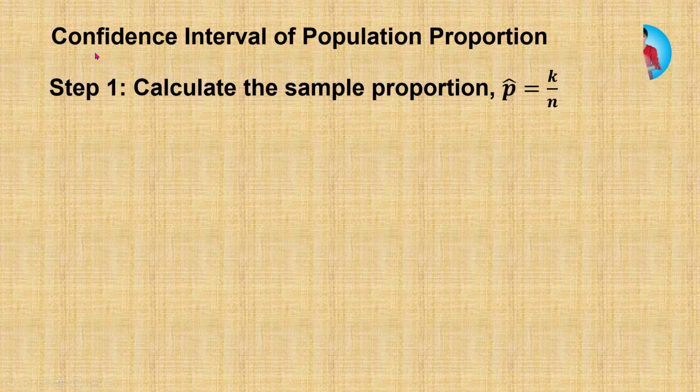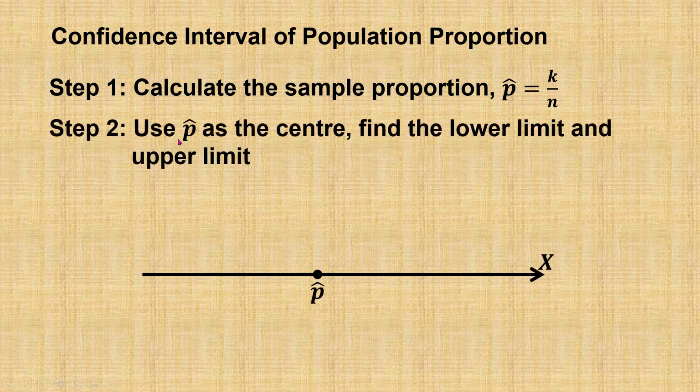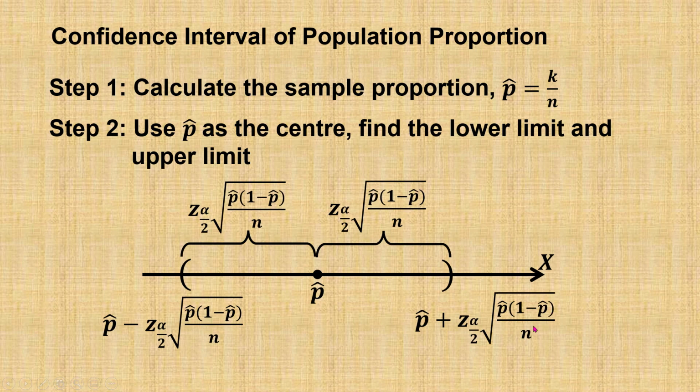So when finding the confidence interval of the population proportion, first we are going to find the sample proportion p hat, where p hat is equal to k over n, where k is the number of success elements in the sample and n is the sample size. Then we are going to use p hat as the center to find the lower limit and upper limit in order to find the confidence interval.